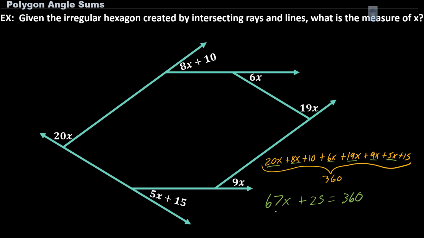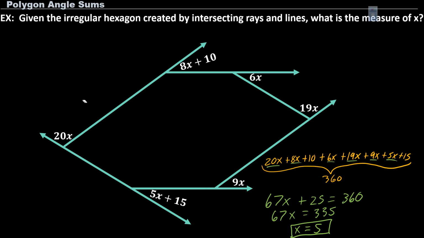So then if we subtract the 25, 67x is equal to 335. And then if we divide out the 67, we get x is equal to 5. So we may not be able to find the individual interior measurements, but we can find x because the exterior angles all have to always add to 360. Now that we know what x is, we could plug it in. So 20 times 5 here, for example, would be 100, which means this would be 80. And so then we could go through the rest of it and do the same thing and actually come up with those inside numbers.